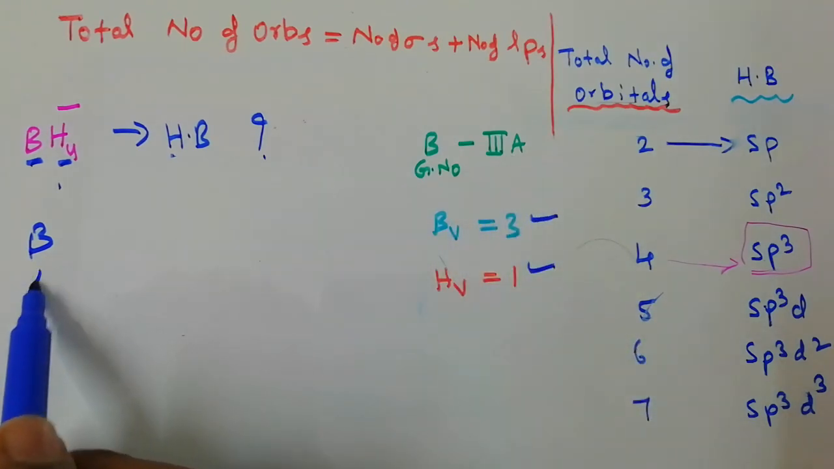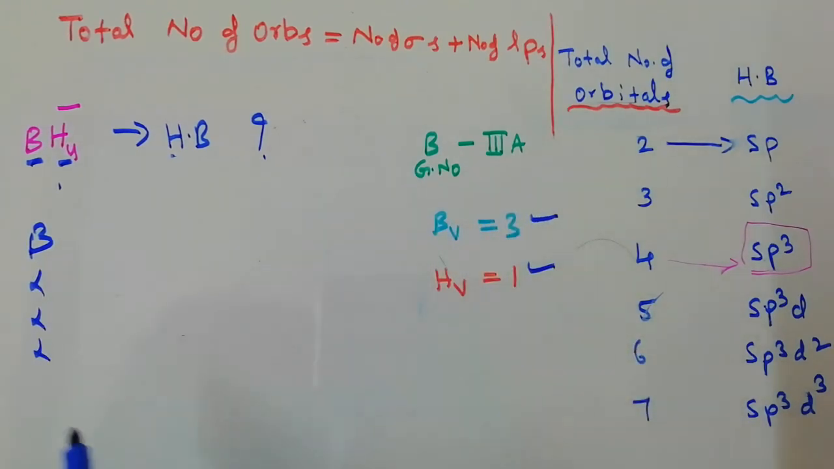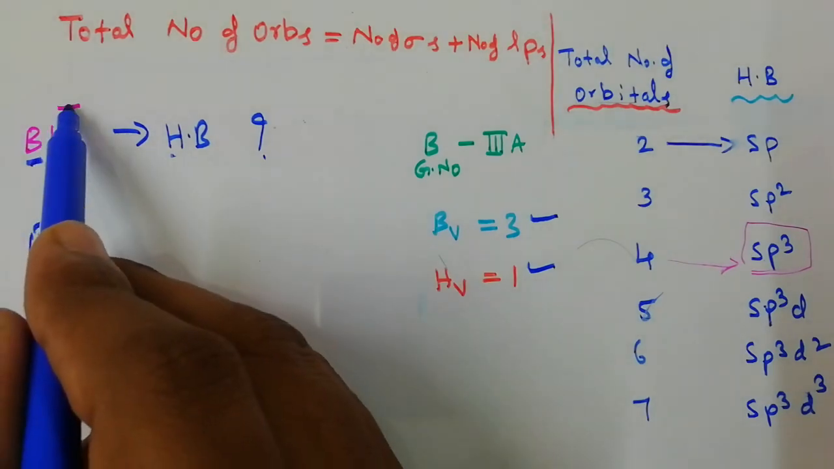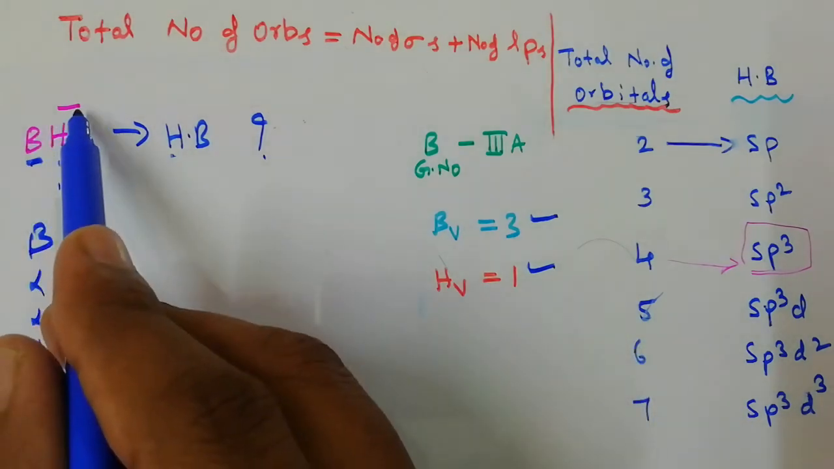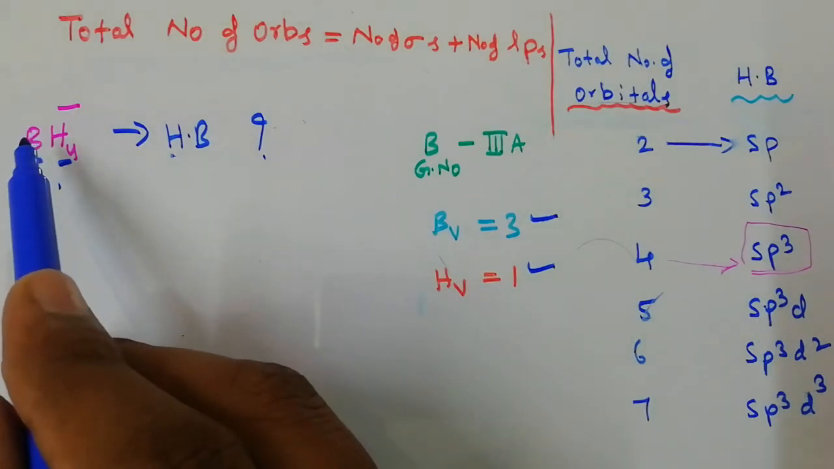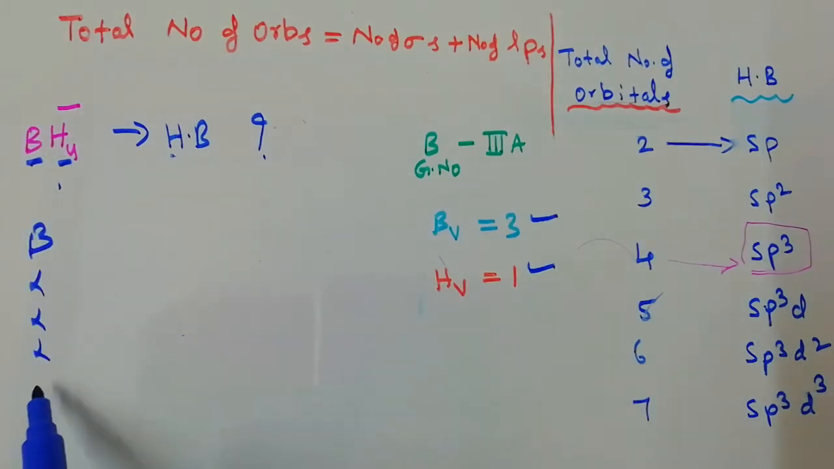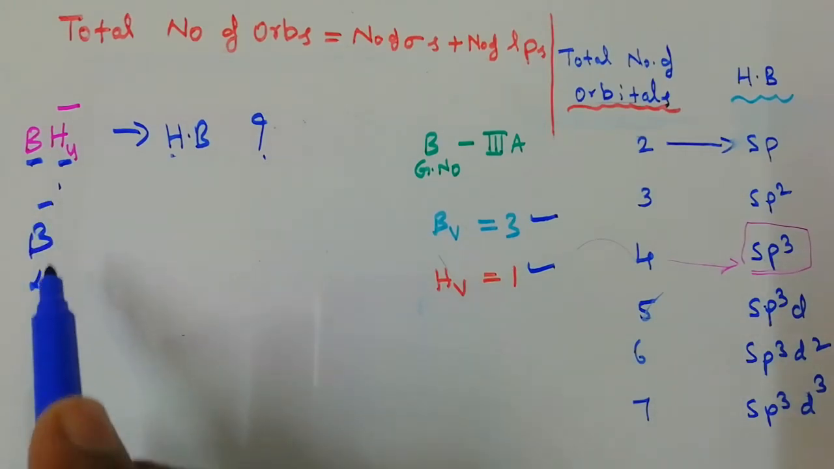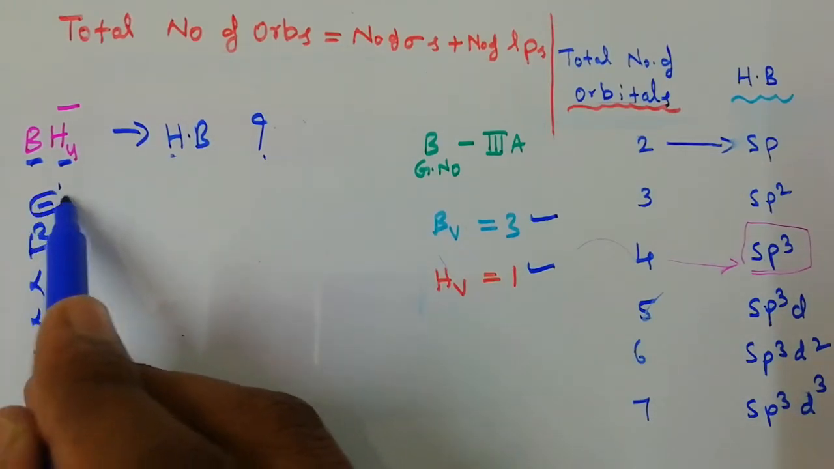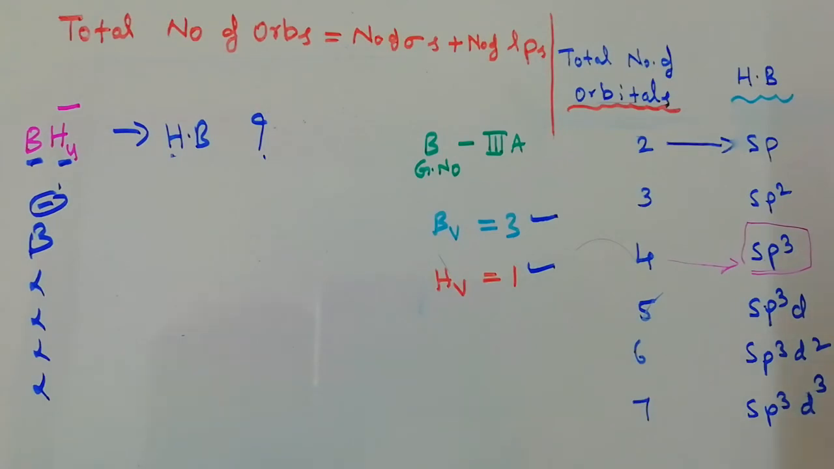So you should write 3 electrons. Now we have minus charge over the boron. Minus means gaining of electron. Positive means loss of electrons. So as we have minus, it is electron gained by the boron atom. So you should write 1 electron extra, as boron gained 1 electron by getting minus charge. Okay, so 4 electrons you have written.